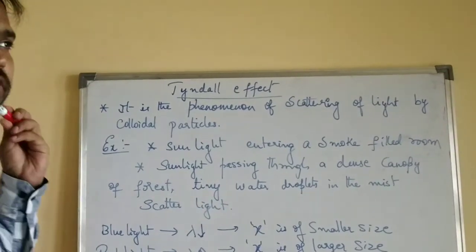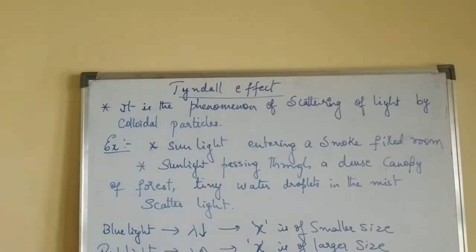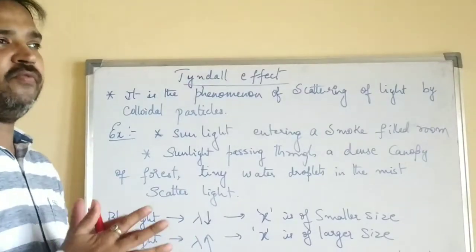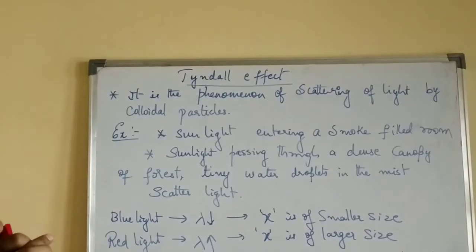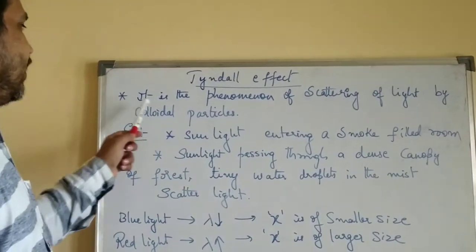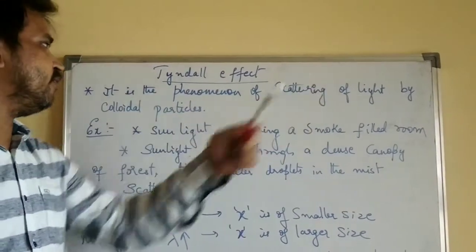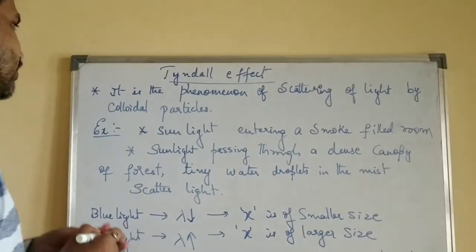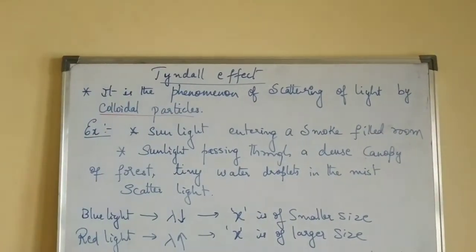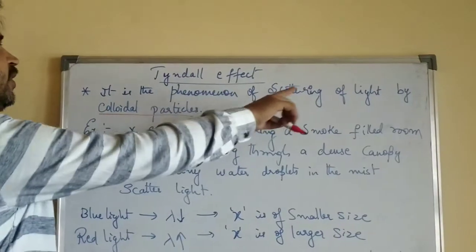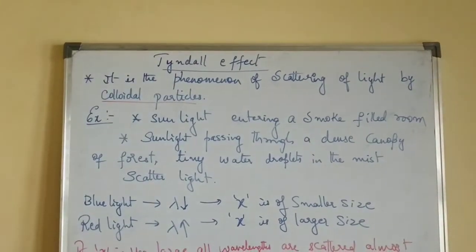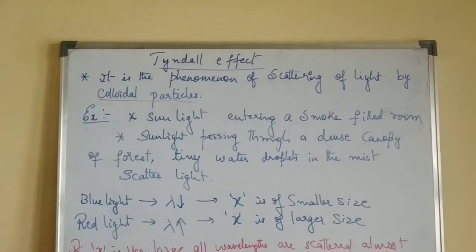Now I told you that whatever conclusions were given by Rayleigh, Tyndall conducted some practical experiments where he could observe the scattering of light phenomenon. So he defined the Tyndall effect as the phenomenon of scattering of light by colloidal particles. So Tyndall effect is the phenomenon in which the light is scattered by the colloidal particles of that particular medium. Okay, we use the word colloidal particles.